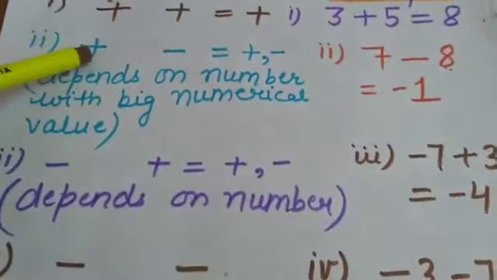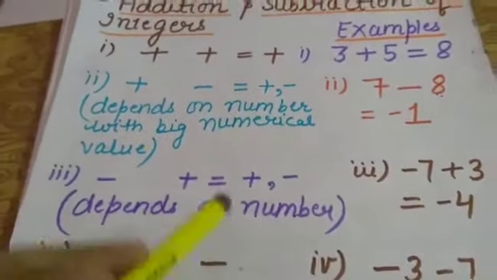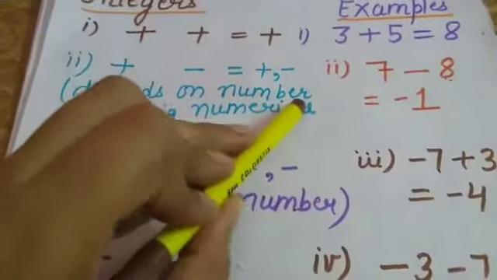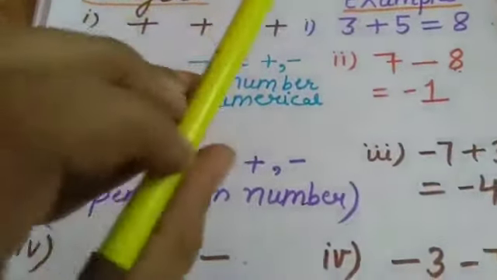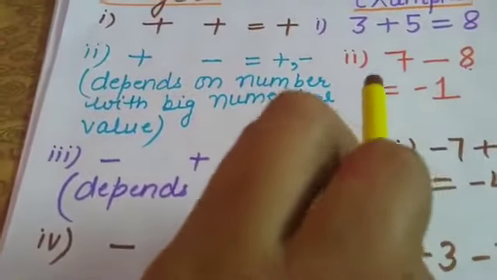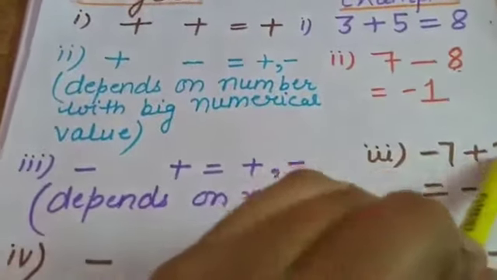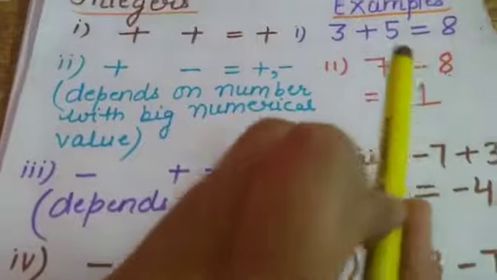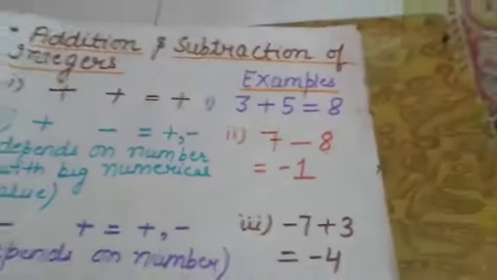Now if you are adding a positive and a negative, or you can say a negative and a positive integer, then the resultant sign will be either positive or negative. That depends on the numbers. Let us take an example to understand this. Suppose we have the numbers 7 and -8, and you have to solve this. For the numerical value, you have to subtract the smaller number from the bigger one. 8 minus 7 is 1.